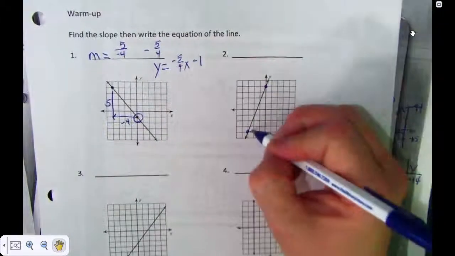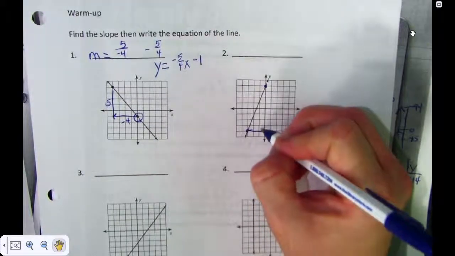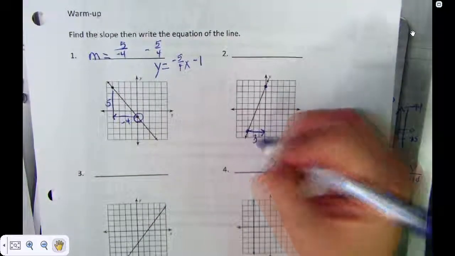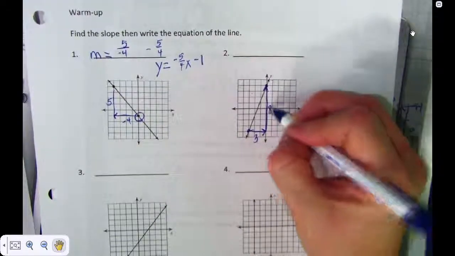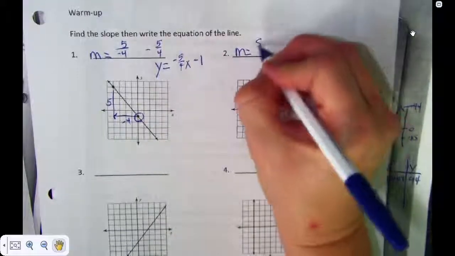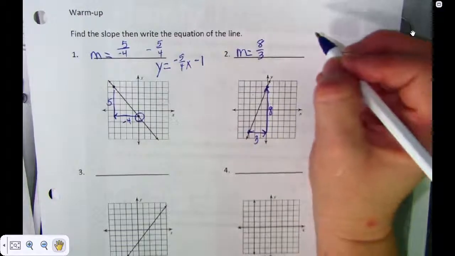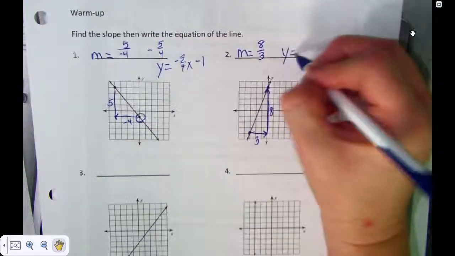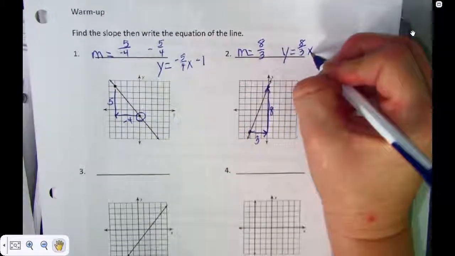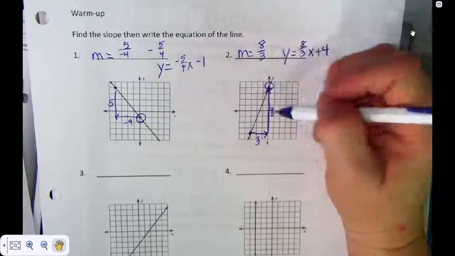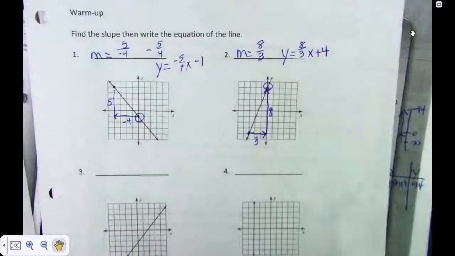Okay, on number 2. It's positive, isn't it? So if you have a negative slope right now, it's going to be wrong. That's going to go over 3 up 8. So the slope is 8 over 3. Can you reduce that? 8/3? No. So y equals 8/3 x. Isn't it plus 4? Yeah, count again. 1, 2, 3, 4. Yeah.